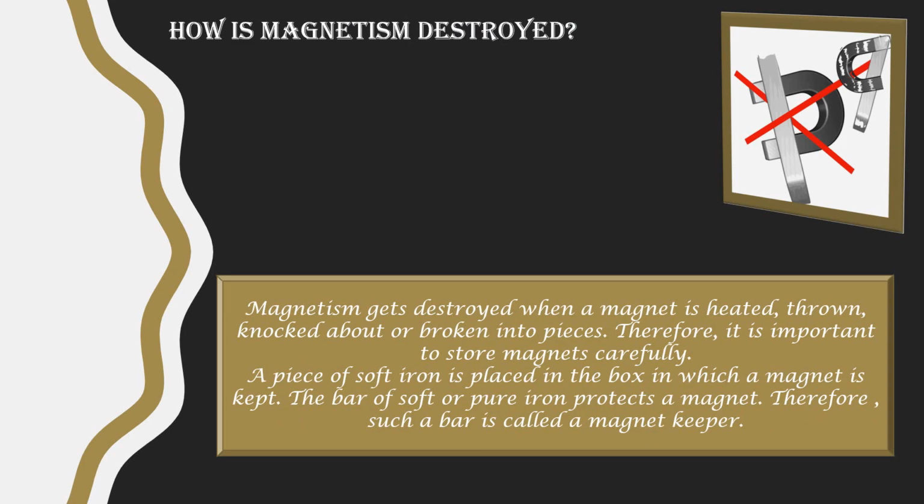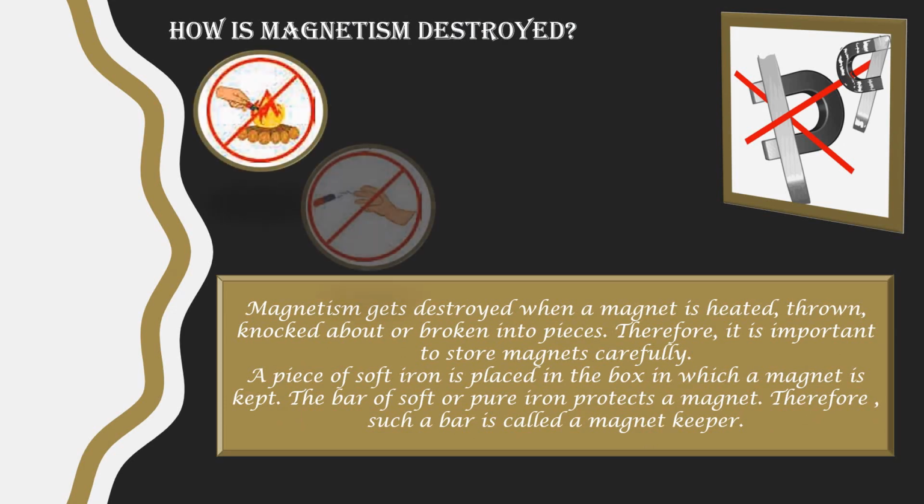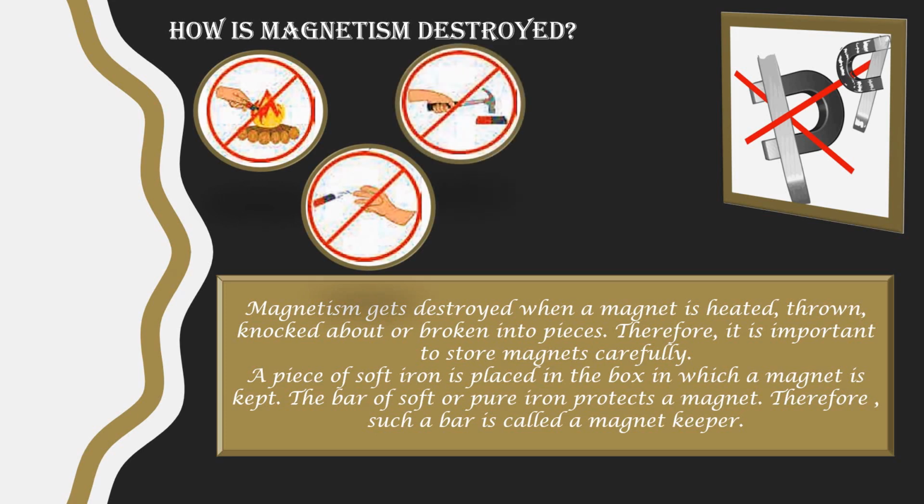Now students, how is magnetism destroyed? Magnetism gets destroyed when a magnet is heated, thrown, knocked about or broken into pieces. Therefore, it is important to store magnets carefully. A piece of soft iron is placed in the box in which a magnet is kept. The bar of soft or pure iron protects a magnet. Therefore, such a bar is called a magnet keeper.